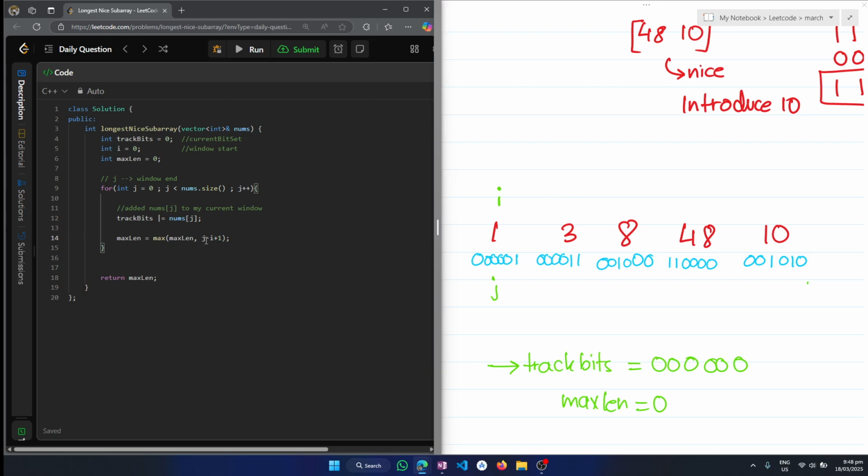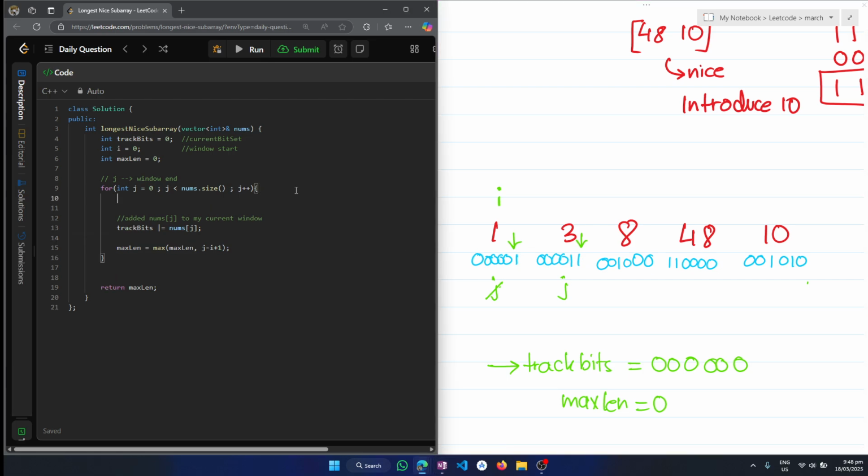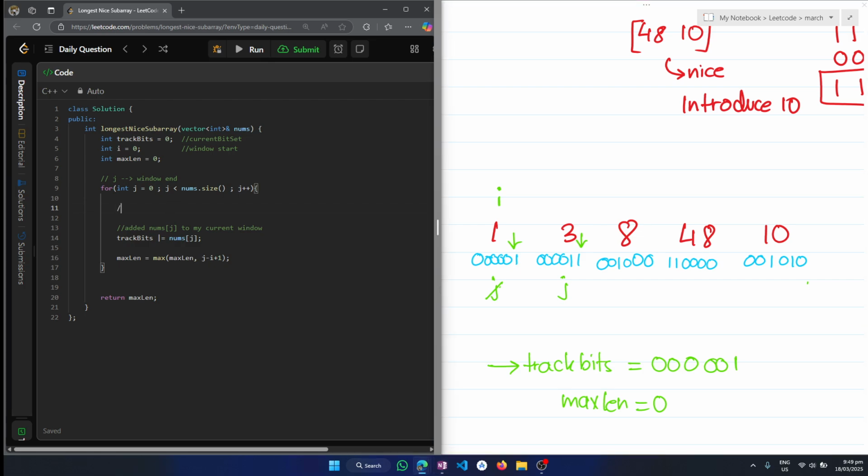Okay, then after this particular code is executed, what's going to happen? I'm going to increment my j. When I increment my j, what I observe is that these two bits clash. Now, how am I going to write the code for this? Sorry, I forgot to update my track bits. I need to update my track bits over here, right? That is exactly what I did. Now, what I'm seeing is that there is a clash. So I need to shrink my window.